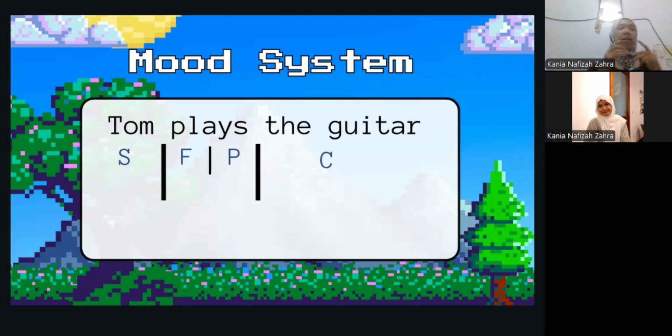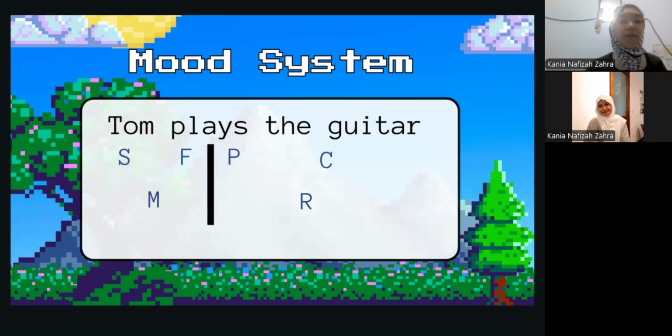Predicator is usually an active verb. It is play, right? So Tom here is the subject, and plays has two words here, finite and predicator. So when we break it down, it is from just and play. But when we combine it, it only becomes plays. And the guitar here is the complement.